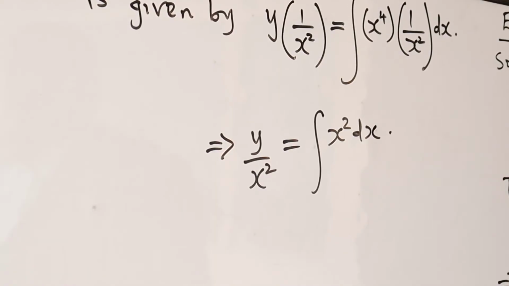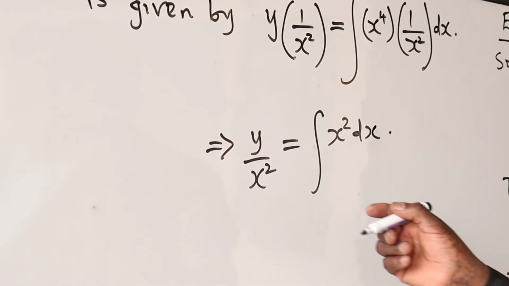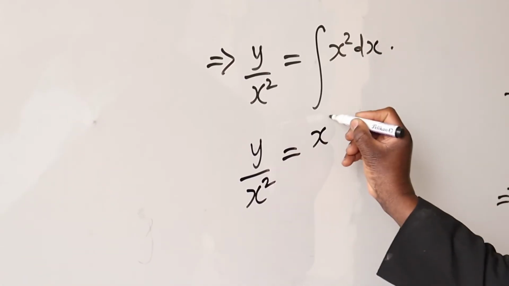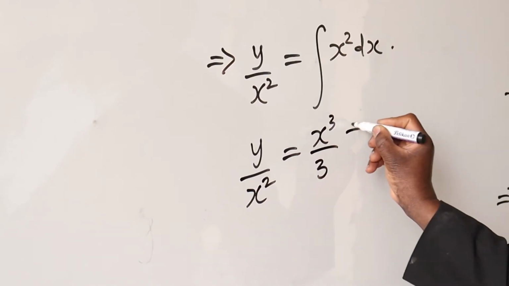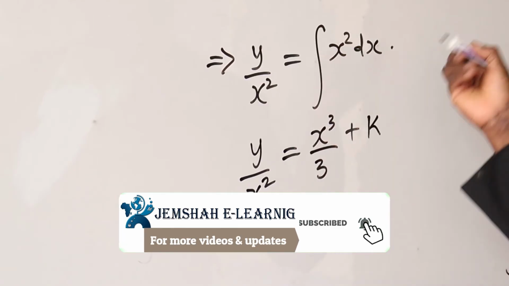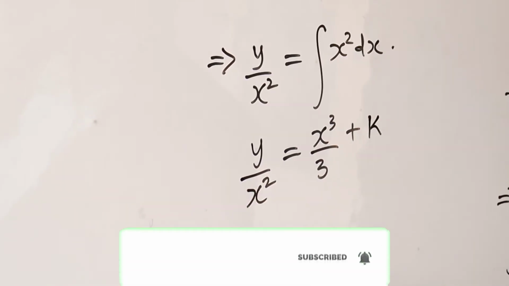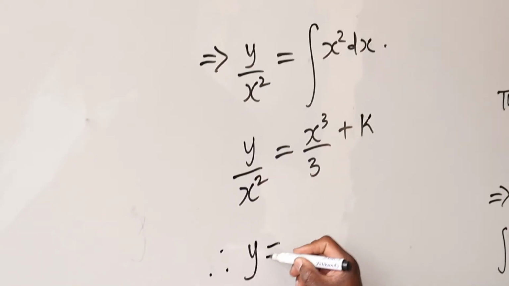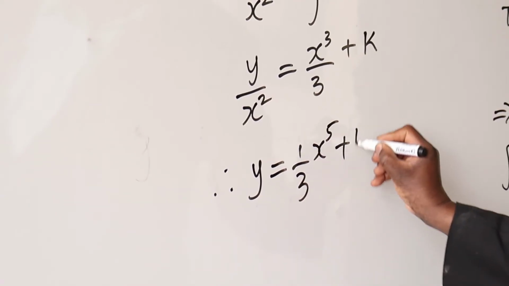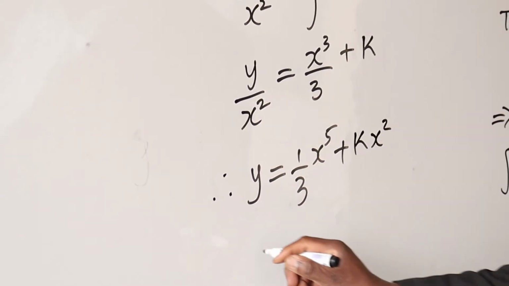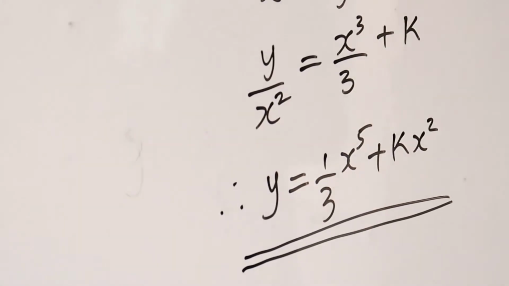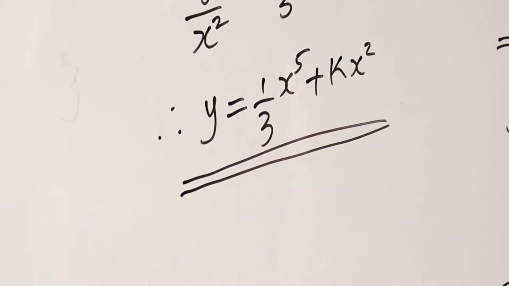Which simplifies to y all over x squared is equal to x cubed all over 3 plus a constant of integration, which you can call k or c. Therefore, y is equal to a third x to the power 5 plus kx squared. And that is the general solution to that differential equation.